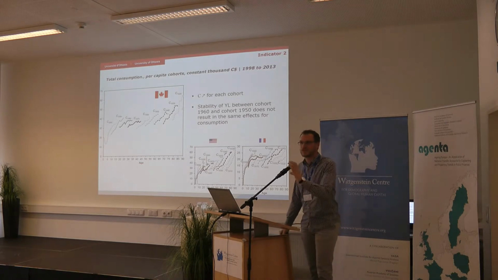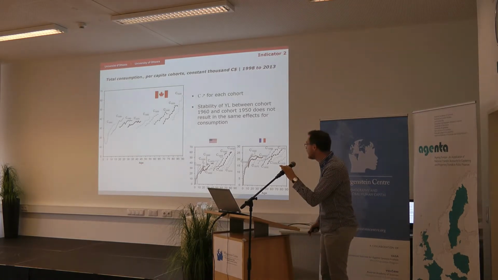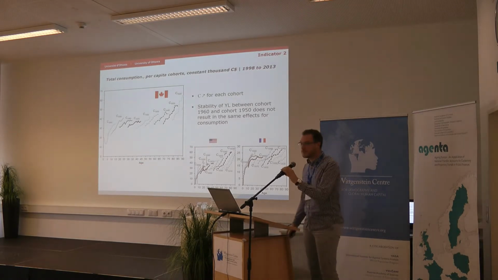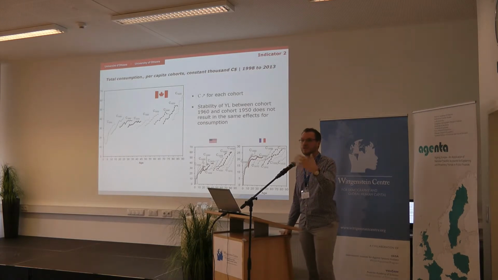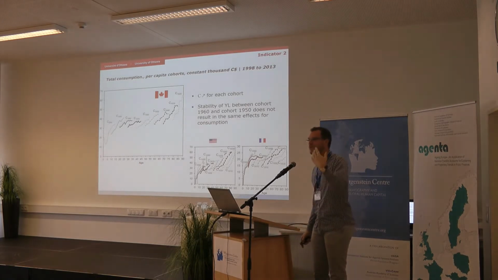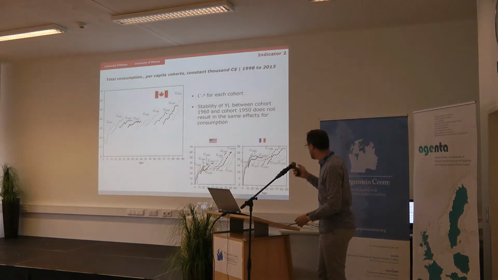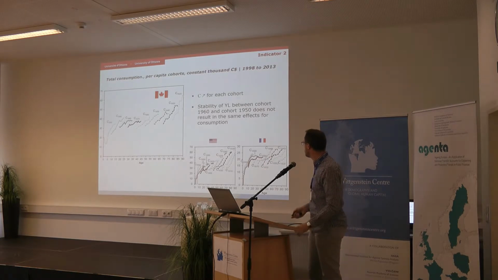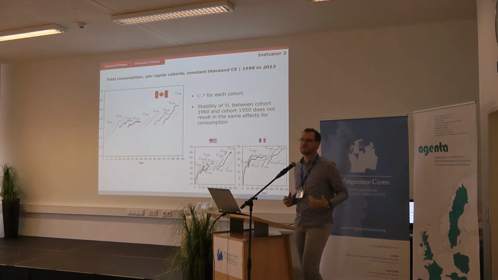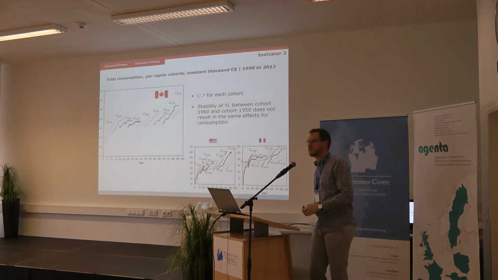So what about the second indicator? Where we compare cohort per capita over time, and we want to know if the consumption increased from one generation to another at the same age. So what we found, and we did it for France, we did a paper about that. It increases from one generation. It's not that clear, but when you make a zoom, it's very clear. It increases from one generation to another at the same age.